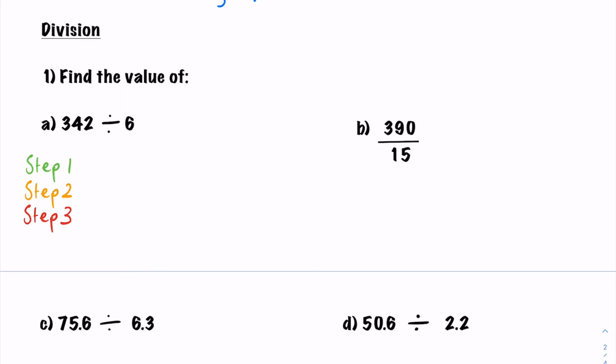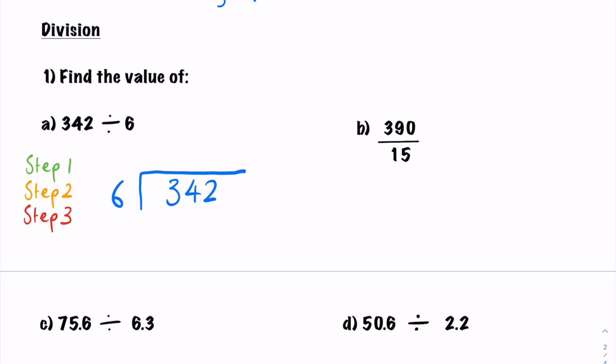Division next, so find the value of 342 divided by 6. So we're going to use something called the bus stop method in order to solve these, okay? So we're doing 342 divided by, so we put that under the bus stop, 6. Okay, this is the setup that you need to know for these questions.